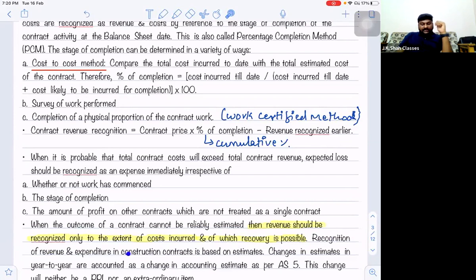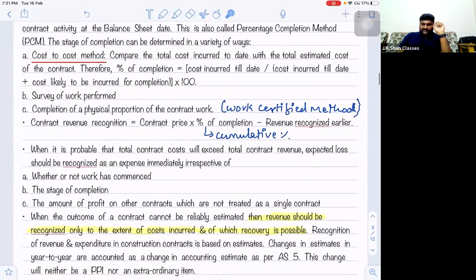Recognition of revenue and expenditure in a construction contract is based on estimates, and changes in such estimates from year to year are accounted as a change in accounting estimate as per AS 5. I'll teach you what are changes in estimate as per AS 5. Please understand one thing.